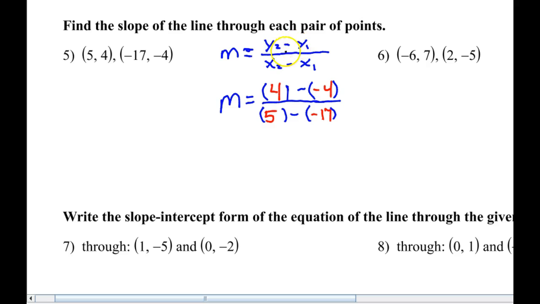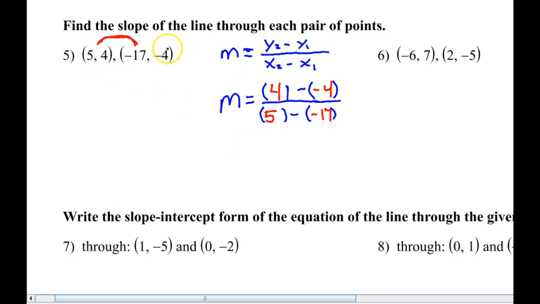And, of course, some people will say, but shouldn't y2 be here? And I picked this one. And we talked about that before, that it doesn't matter because there's only one line that connects these 2 points. So the slope from here to here is the same as the slope from here to here. It doesn't matter which one I call y1 or y2. As long as you don't put the x's on the top and the y's on the bottom, you're fine. Okay.